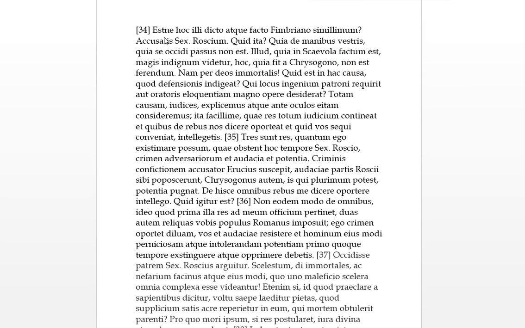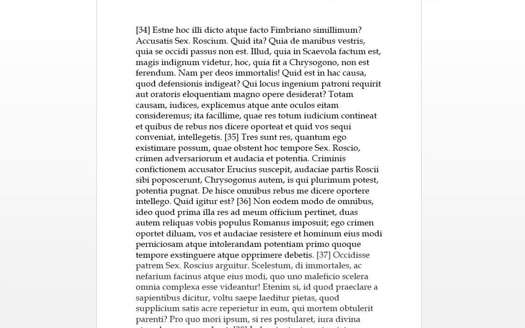Chapter 34. Esne. So it's a question. Is this? Hoc. Again, this in the neuter. Illi. That can be an adverb or it can be a pronoun. Dicto and facto fimbriano similumum? Question mark. So, is not this most similar to the dicto and facto, to the words and deeds of Fimbria, in apposition, which could be this illi?